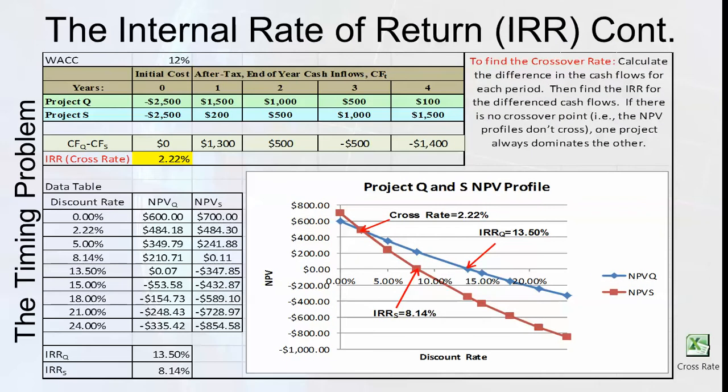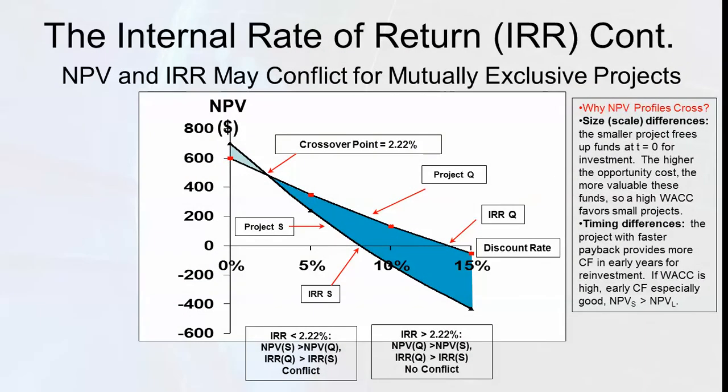Now you know how to find the cross rate using Excel, and you can use the same cash flow worksheet and find the internal rate of return. That's going to be the cross rate, but I think it's easier in Excel because you don't have to worry about the sign problem. NPV and internal rate of return may conflict for mutually exclusive projects, and the conflict is because of the size difference and the timing difference.